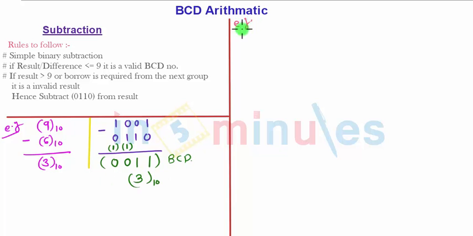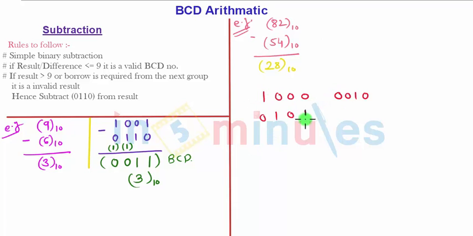Let us take the next example: 82 decimal minus 54. So the answer is 28 decimal. Now let us write down 82 and 54 in the packed BCD format. So we will obtain 8 and 2. Similarly, this is 8, 2, 5 and 4, and we need to subtract these two numbers. So let us subtract them going from right to left.